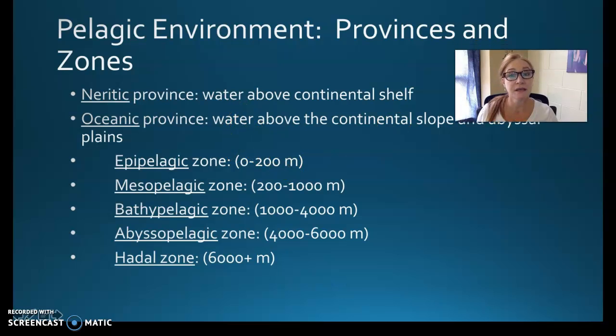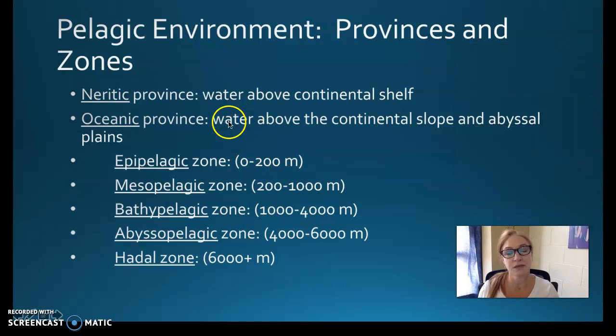And then we have the pelagic environment. Pelagic means open water. That's just what it means. We will talk about pelagic animals as well. We will talk about benthic animals as well. Benthic animals live on the seafloor. Pelagic animals live in the open water of the ocean. So the open water is separated a little bit differently.